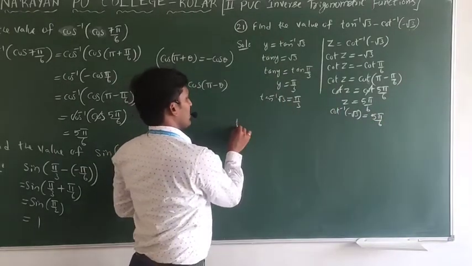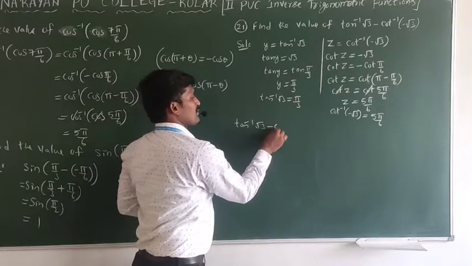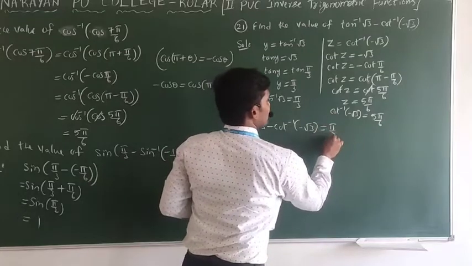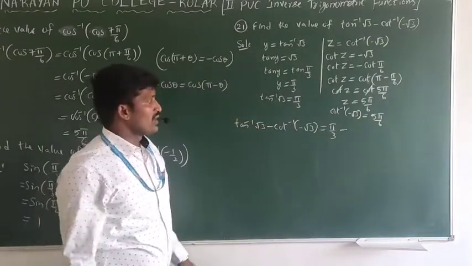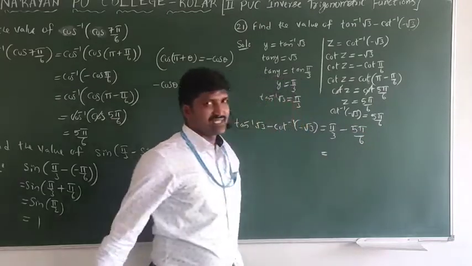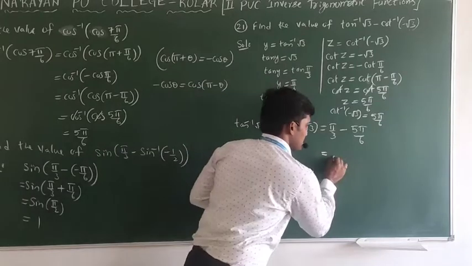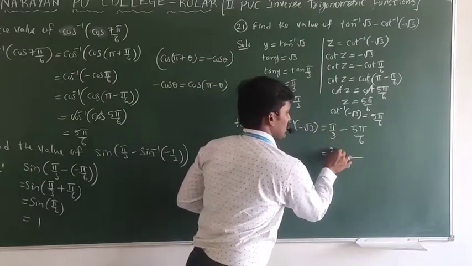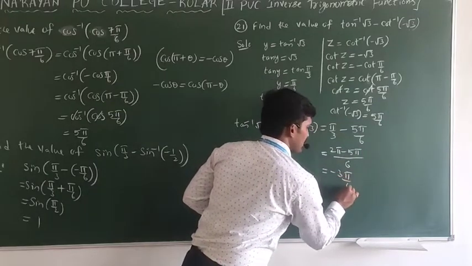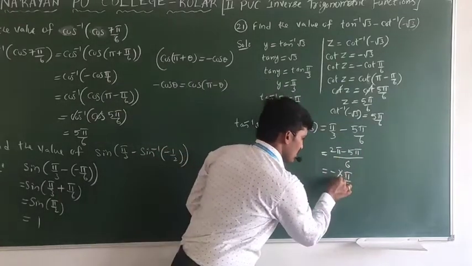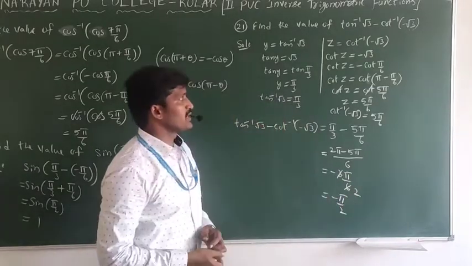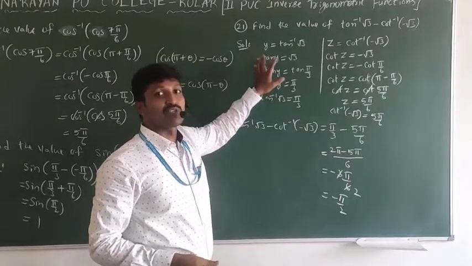Now the overall value we need to find out. Tan inverse root 3 minus cot inverse of minus root 3 equals pi by 3 minus, what is cot inverse of minus root 3? It is 5 pi by 6. For 3 and 6, what is the LCM? 6 is the LCM. Now we multiply by 2 here. 2 pi minus 5 pi, that is minus 3 pi by 6. You can cancel this. 3 ones are 3, 3 twos are 6. Finally, what is the answer? Minus pi by 2. One more method you can do is by using properties also.